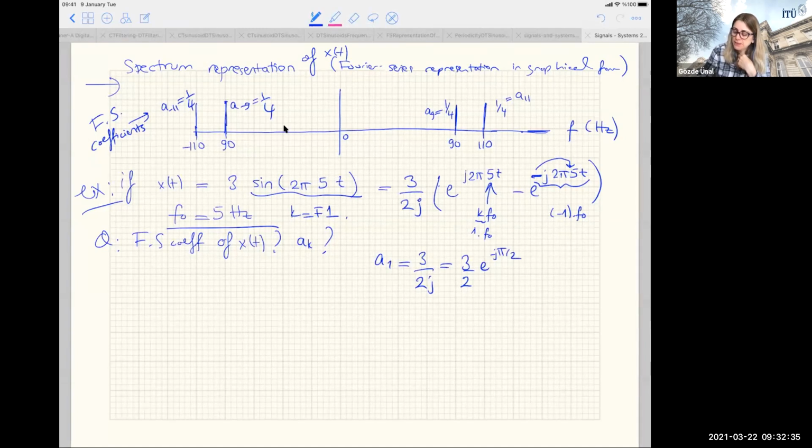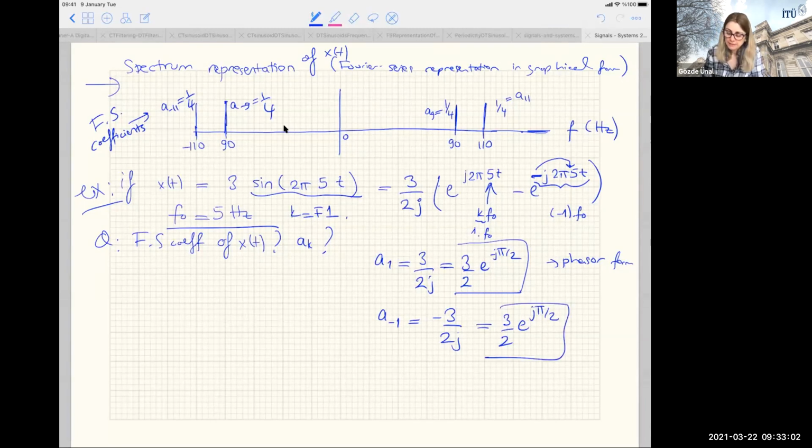A minus 1 is, this time I have a minus 3 over 2j, but you should always write this in phasor form, not leave it as it is. So remember, minus 1 is e to the j pi. And I already know actually it's the complex conjugate, but e to the j pi times e to the minus j pi over 2. This is the A minus 1 term. And you can, again, just plot the spectrum. F is in hertz.